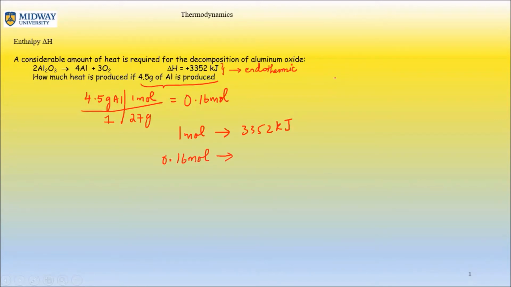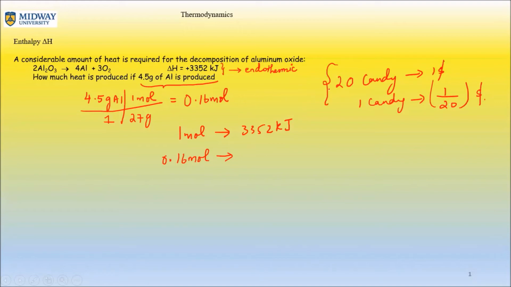This is the same as saying 20 candies cost $1. How much does 1 candy cost? It's the same thing, and you say 1 over 20. That's in dollars, right? It's the same analogy that we're going to use here. So it's basically 3352 times 0.16, so it'll be 536.3. That's the answer.